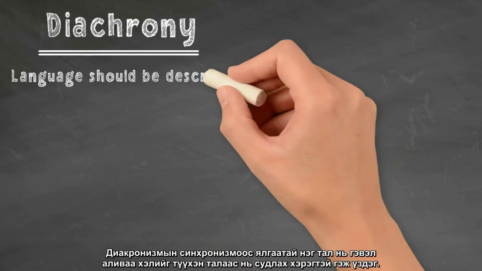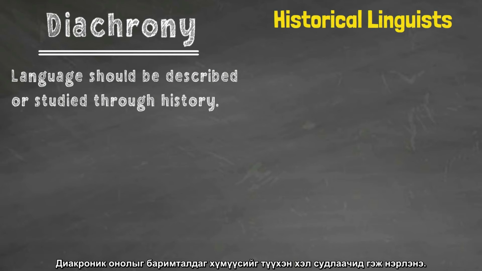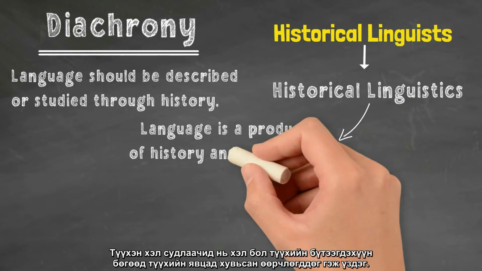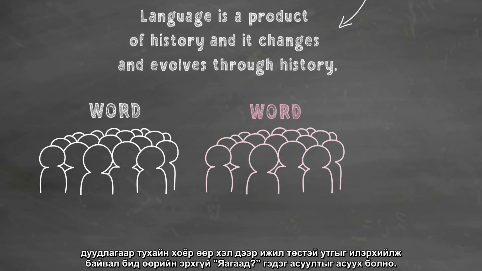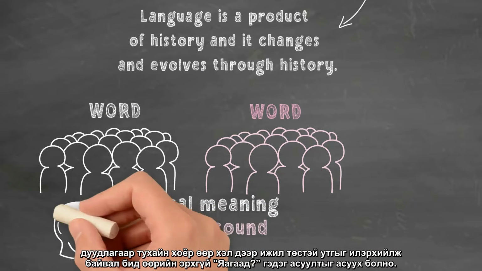Diachrony. In contrast to synchrony, the diachronic approach considers that language should be described or studied through history. Those who hold this diachronic approach are called historical linguists. Historical linguistics considers that a language is a product of history and it changes and evolves through history. For example, if we compare two different words used by two different groups of people who speak different languages, and we find that they express similar or identical meaning by using similar or identical sounds, then we need to ask ourselves the simple question, why?